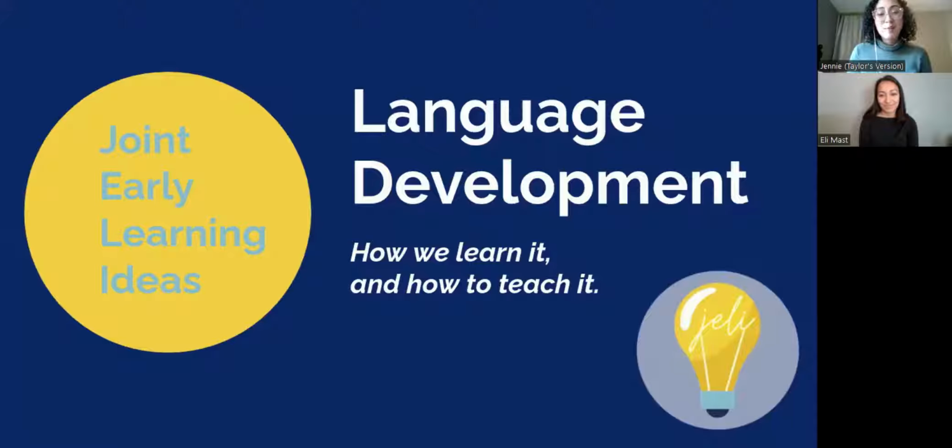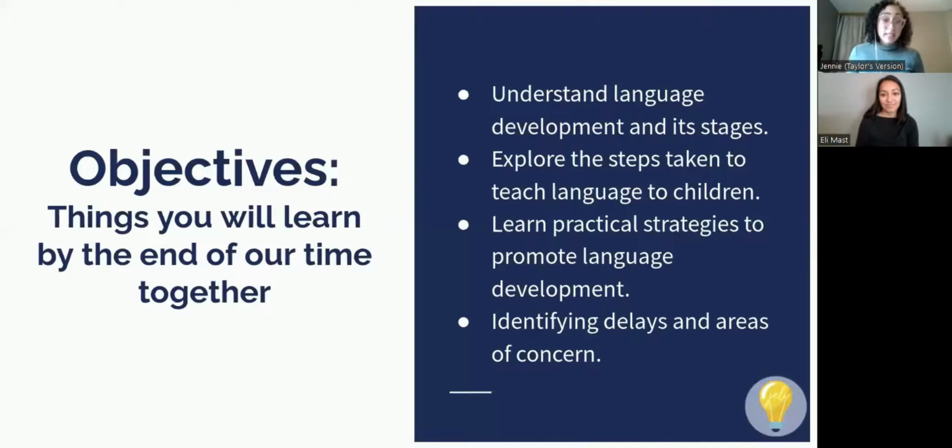So today we'll be talking about a very brief overview on language development, specifically how we learn it and how we teach it. Our objectives for today will be going over how we understand language development and its stages. We're also going to take a look at the different steps that we do to teach children language, as well as learning practical and effective strategies to promote language development within our young kiddos. And then at the end, we'll finish off with really identifying some delays that are commonly seen in these age groups, as well as areas of concerns. And we'll give you a little bit of info on where you can find more information regarding any of the topics that we discussed today.